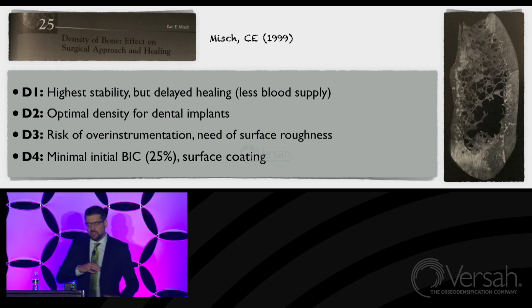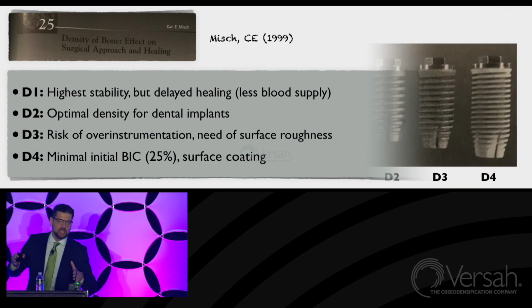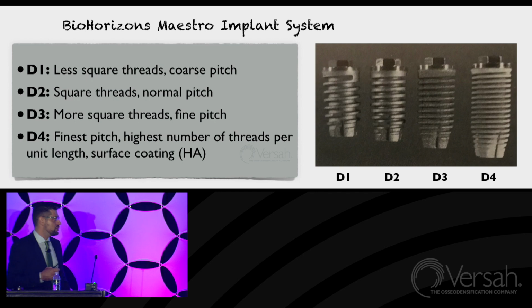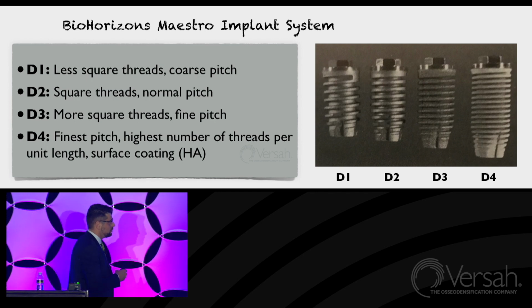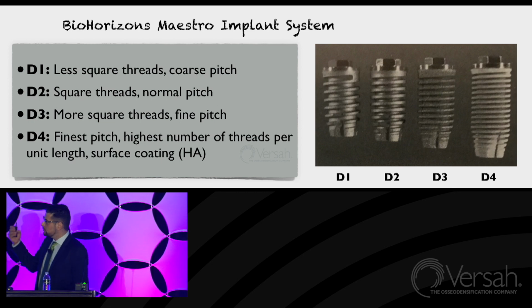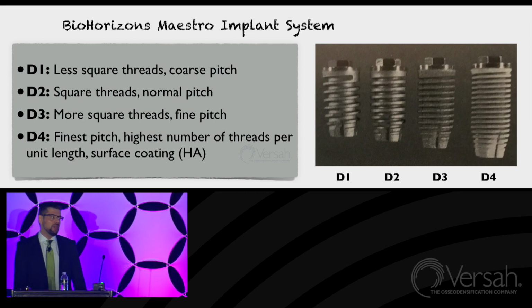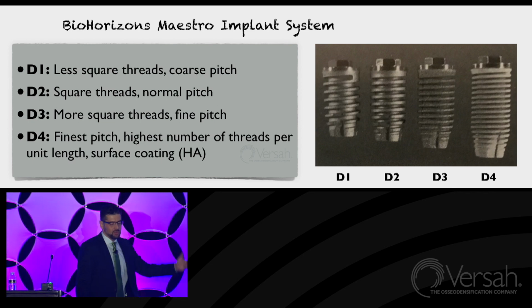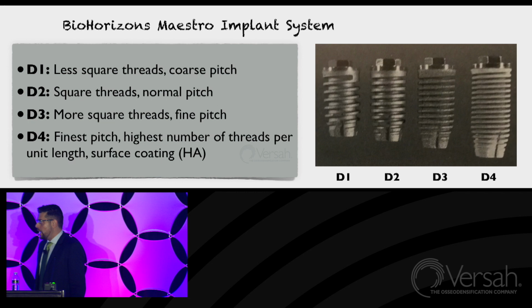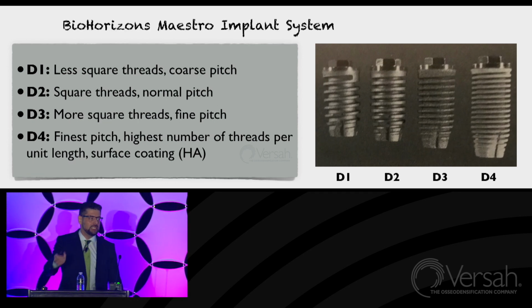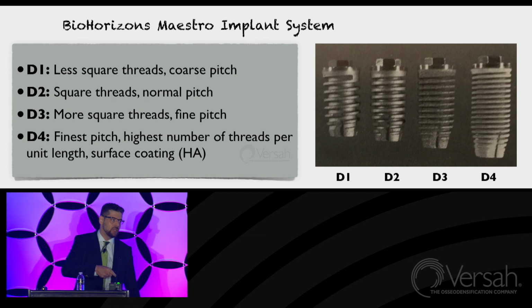Based on the limitations that existed back in 1999, Dr. Mish traveled to UAB School of Engineering, one of the best schools of engineering in the world, and he learned from them about design and features that we have never learned before. As a result of that, he developed his implant system. He was one of the founders of BioHorizons. And this was the very first attempt to address bone density in implant dentistry.